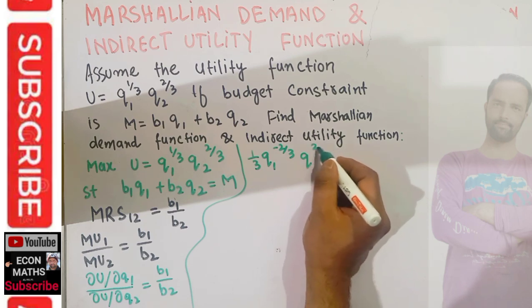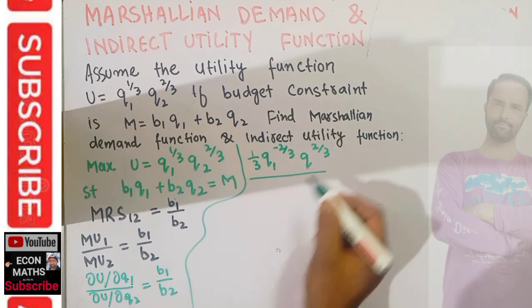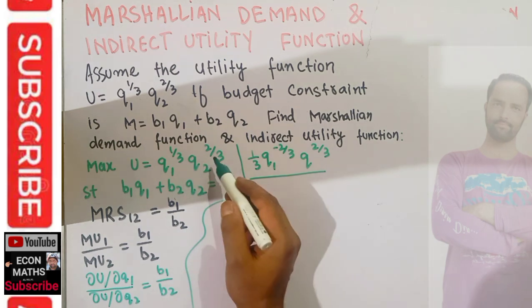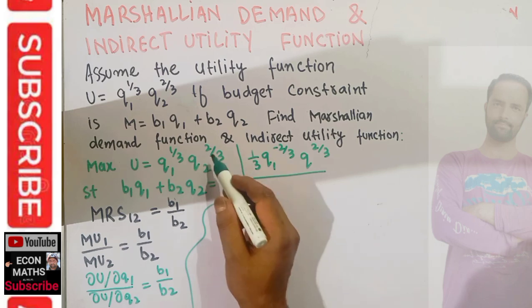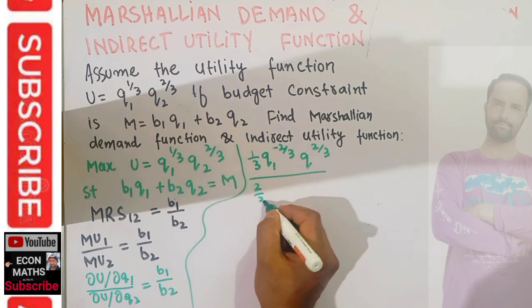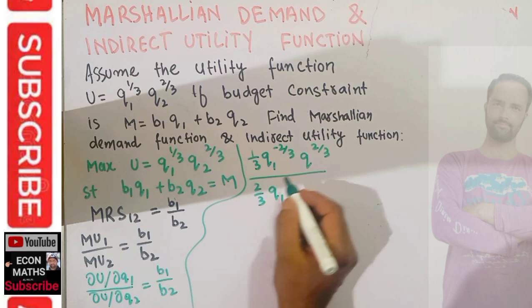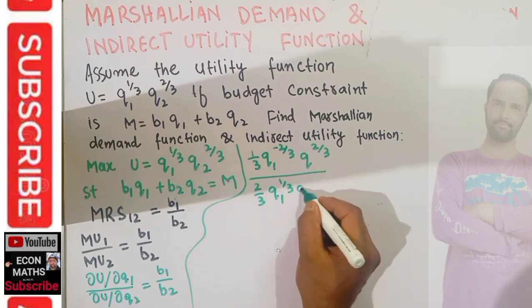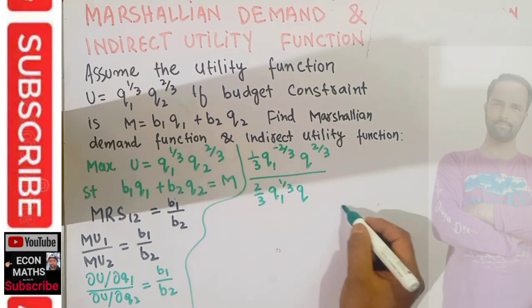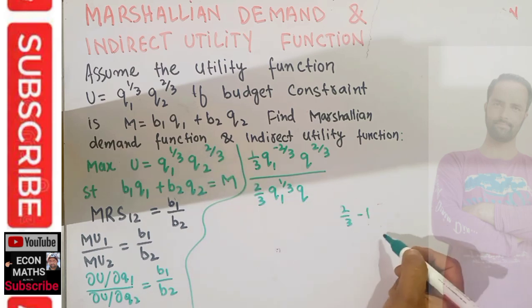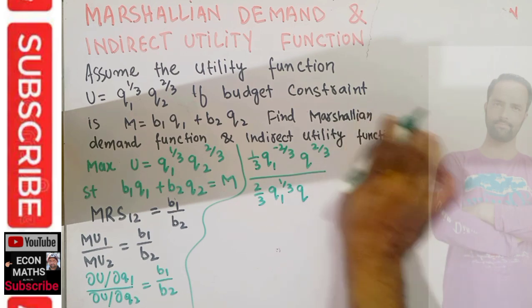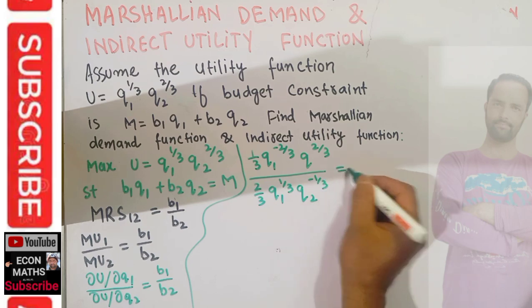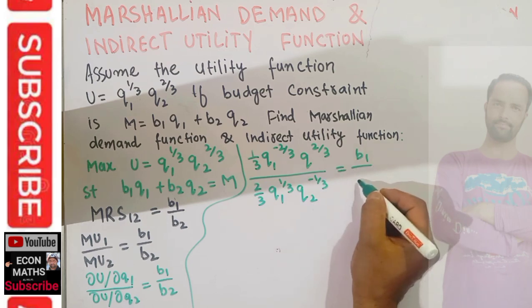Divided by dU/dQ2, meaning partially differentiating this time with respect to Q2. The derivative of Q2 raised to the power 2/3 is 2/3 as the coefficient. Q1 will remain the same as Q1 raised to the power 1/3, and for Q2 the exponent is subtracted by 1, so 2/3 minus 1 comes out to be minus 1/3 here. So let me write it here, Q2 raised to the power minus 1/3, it should be equal to the ratio of the prices, that is B1 upon B2.